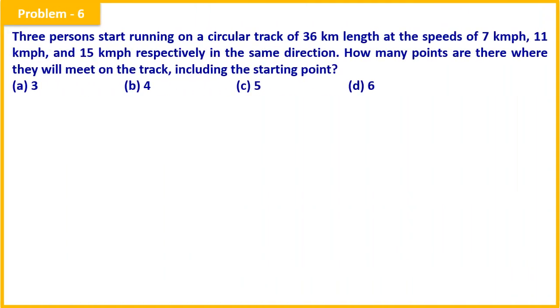Problem 6. Three persons start running on a circular track of 36 km length at the speed of 7 km per hour, 11 km per hour and 15 km per hour respectively in the same direction. How many points are there where they will meet on the track including the starting point?